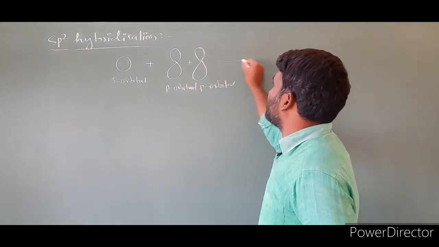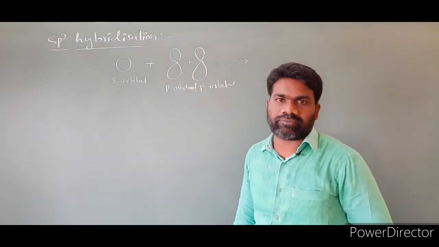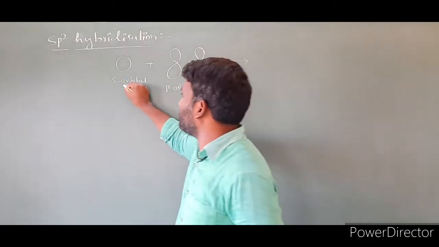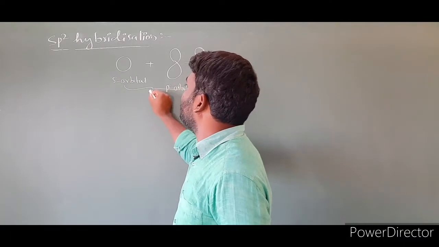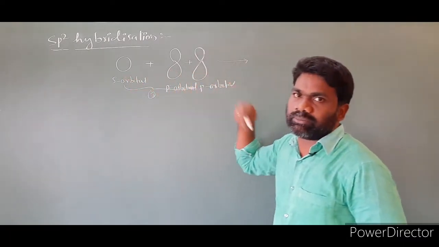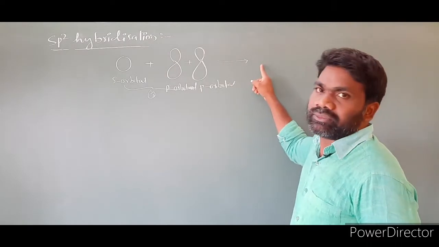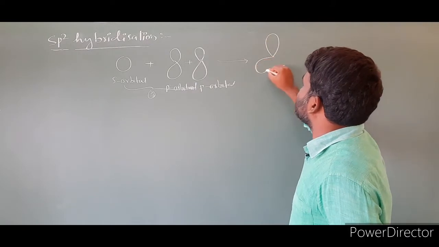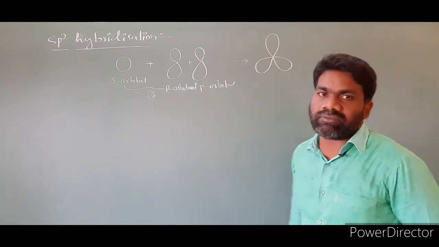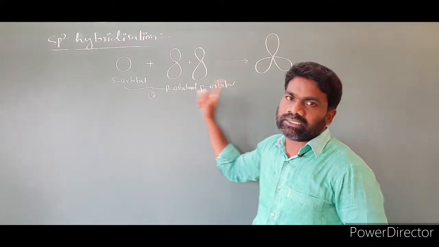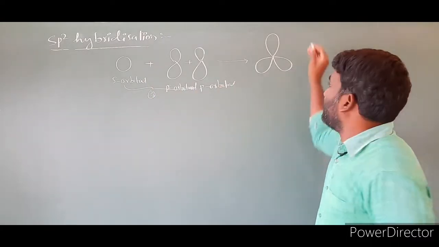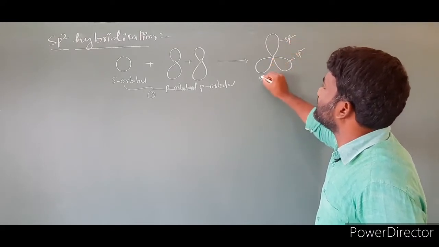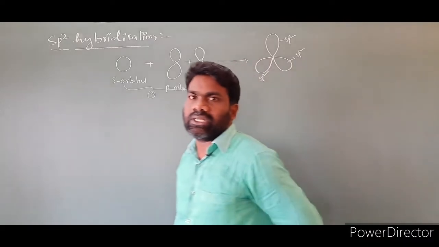How many new hybrid orbitals are formed? The total number of orbitals intermixing is three: one s orbital and two p orbitals. So three newly formed hybrid orbitals you get: this is the first one, this is the second, and this is the third. As many orbitals as are intermixed, that many hybrid orbitals we get. This is one sp2 hybridized orbital, this is another, and this is another.